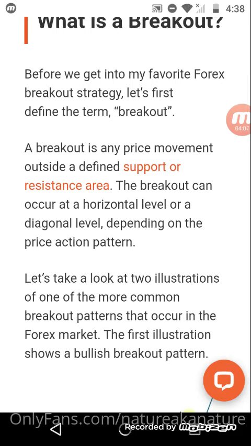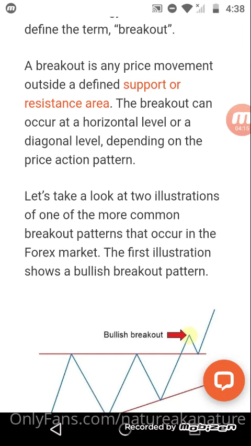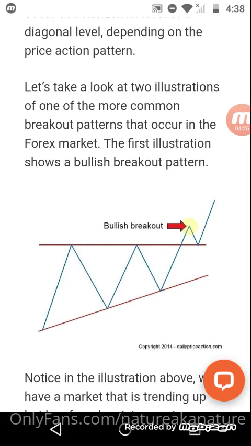The breakout can occur at a horizontal level or a diagonal level depending on the price action pattern. Let's take a look at two illustrations of one of the more common breakout patterns that occur in the Forex market. The first illustration shown is a bullish breakout pattern. Bullish means up. You can see that it finally broke out of the box, out of what is called a triangle or a flag pattern. It finally broke out of the pattern and is going up. So it's a bullish breakout.